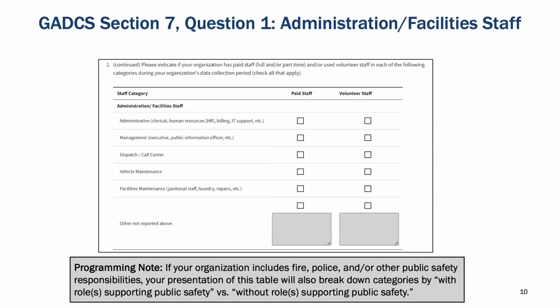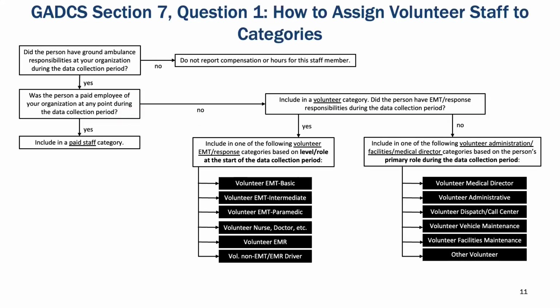This slide covers the rest of Section 7, Question 1, and asks the same questions, this time about administrative and facilities staff. Next, we will discuss how to categorize volunteer staff and staff in general.